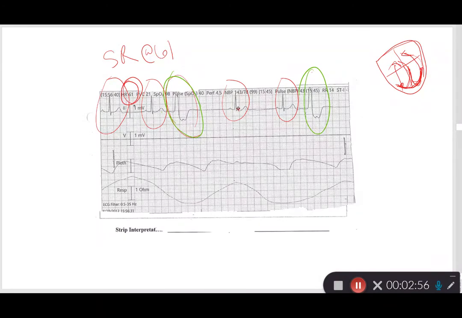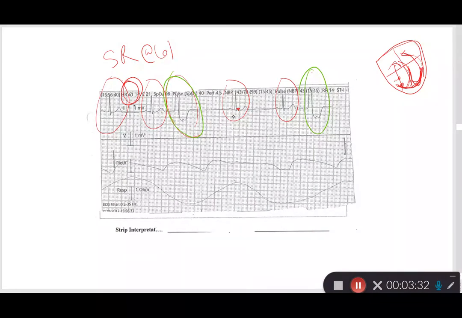I just want to note that I have PVCs, and when we're looking at PVCs, we're looking for a couple things. One, if I have multiple PVCs, do they look the same? So are they unifocal or multifocal? If they were multifocal, they would look different. These look very much the same, which means they're coming probably from the same irritated spot in the ventricle. That's better than multifocal because if I have multifocal PVCs, I need to worry about multiple spots in the ventricles being irritated. So I have unifocal PVCs.